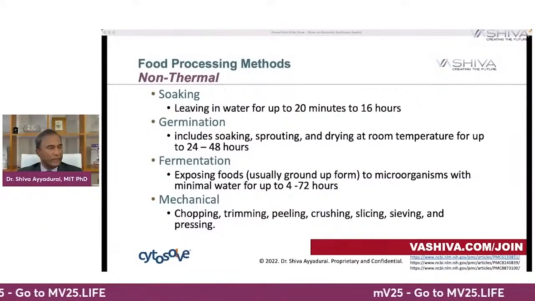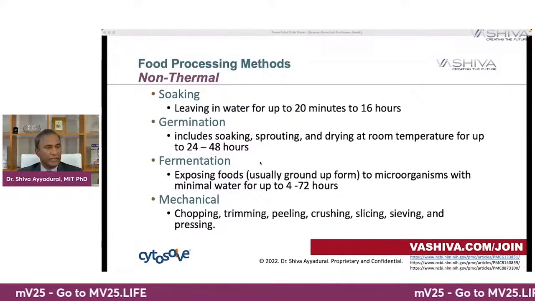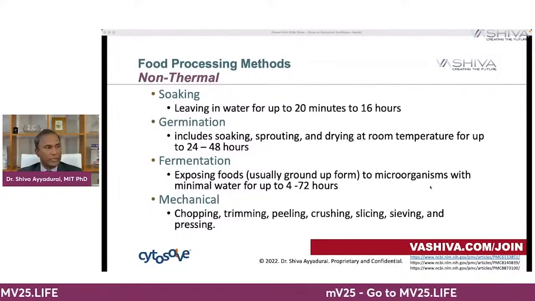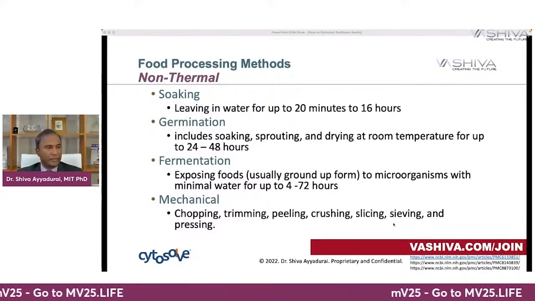You're soaking. Some people soak, they germinate, and then they ferment, which means you grind up the soaked or germinated items, and then you expose it with minimal water for up to 48 to 72 hours. Mechanical processing includes chopping, trimming, peeling, crushing, slicing, sieving, and pressing. If you look at cold press oils, the oil is cold pressed, right? It is pressed down. It's not fermented or germinated.